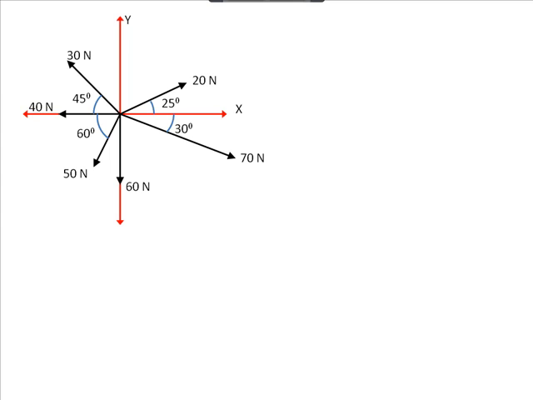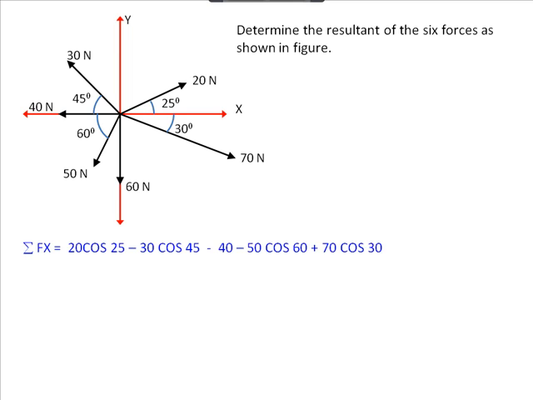This problem will make all these things more clear. Let's say a problem which reads like this. Determine the resultant of the 6 forces as shown in figure. So, here are 6 concurrent forces, and what I'm going to do is sum up their x components. They are 20 cos 25 minus 30 cos 45 minus 40 minus 50 cos 60 plus 70 cos 30.